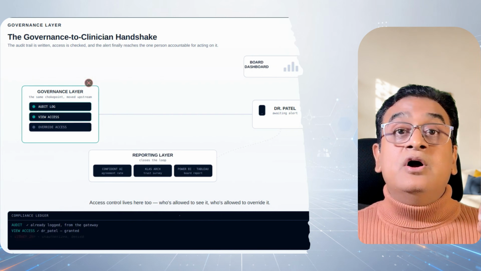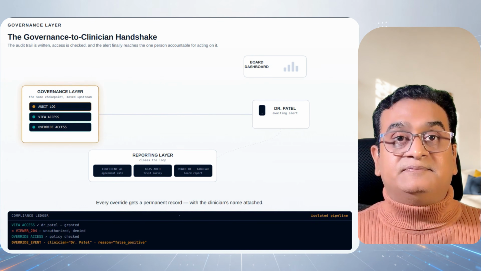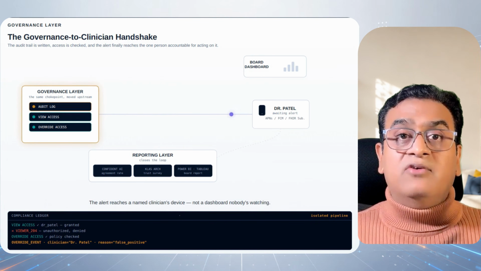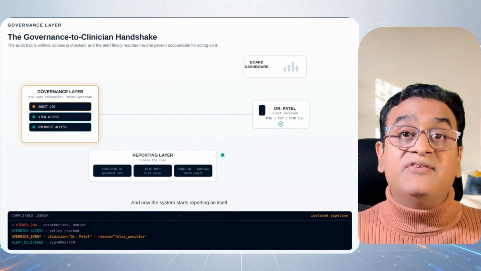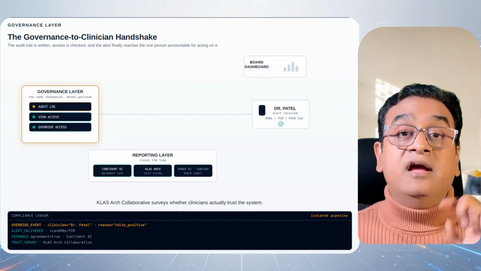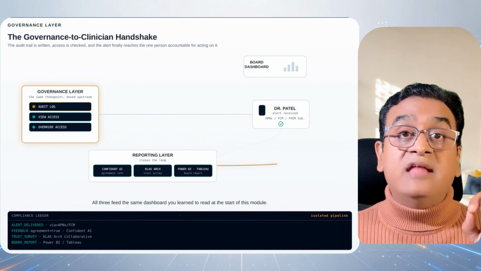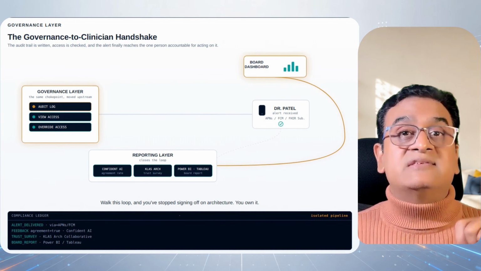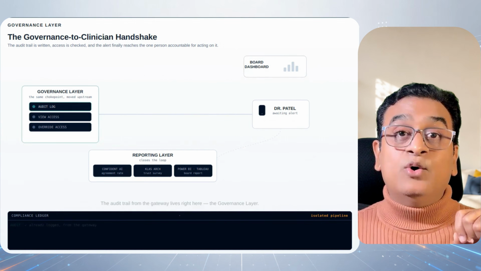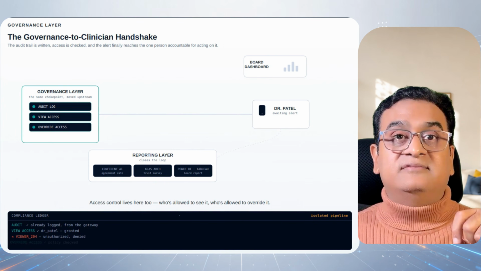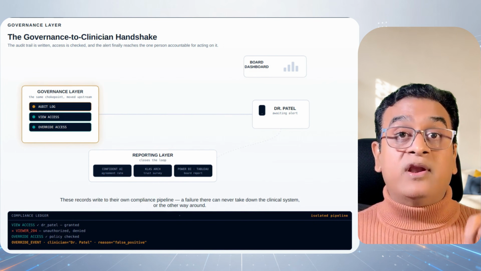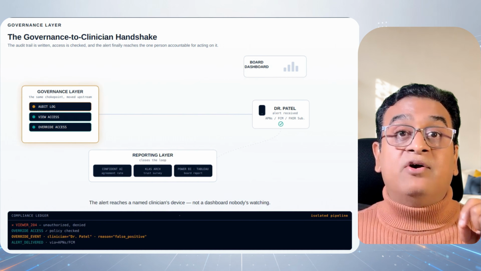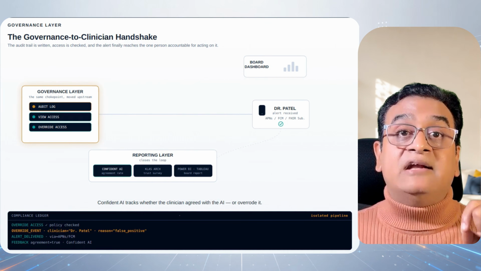Let's move on to the governance layer. That audit log we just talked about lives right here in the governance layer. And the access control lives here too. Who's allowed to see this alert? Who's allowed to override it? And every single override gets a permanent record with the clinician's name attached.